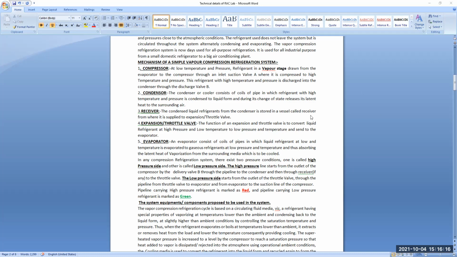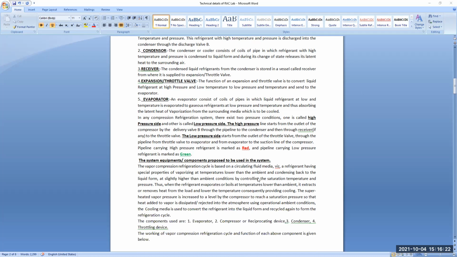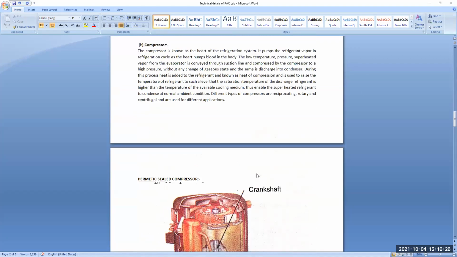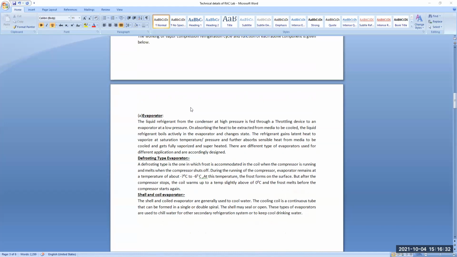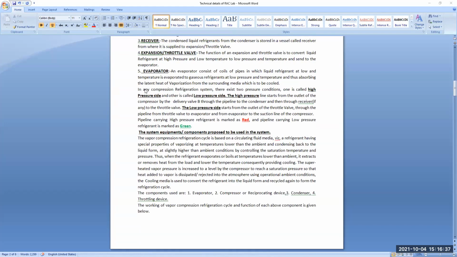Let us continue. What I was showing you last time: in any vapor compression refrigeration system there are two pressures. One is called the high pressure side, and the other is called the low pressure side.